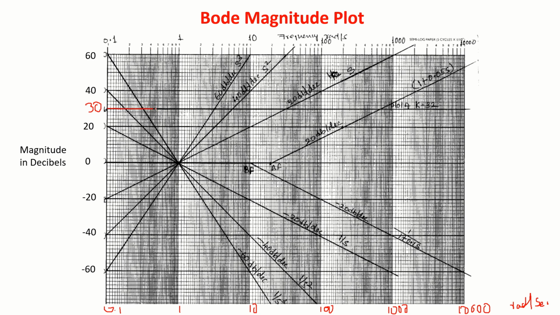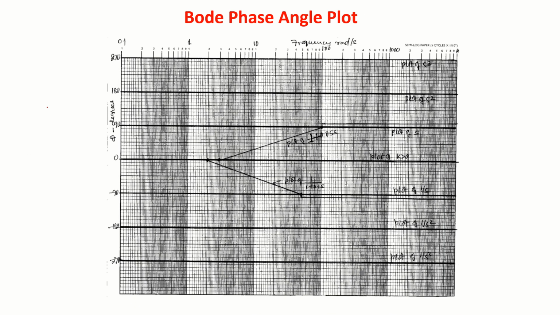And simply draw a horizontal line. It has no slope. So that is the Bode plot of, say, K value equal to 32. Phase angle, you can simply draw 0 degree line here if it is a positive constant, and minus 180 degree line if it is a negative constant.